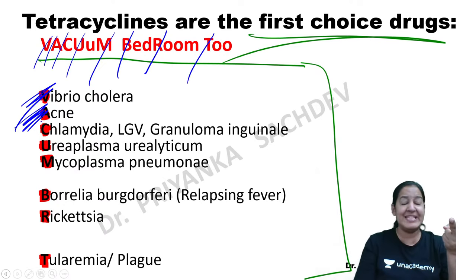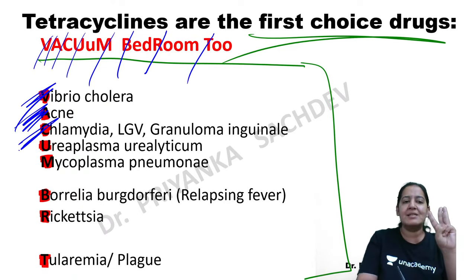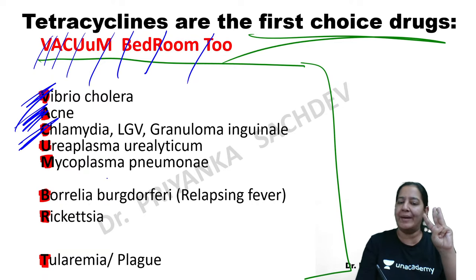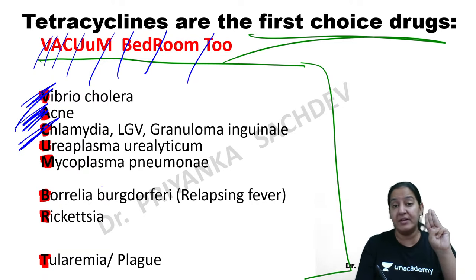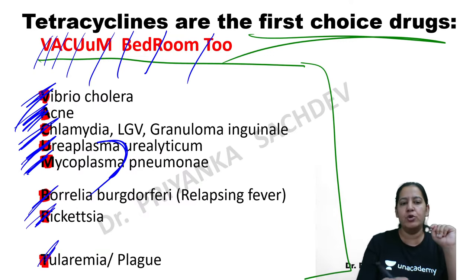It is very common in teenagers, acne happens on the face. And doxycycline will be given. Doxycycline is a drug of choice. It is one of the tetracyclines. C is chlamydia, LGV, and granuloma inguinale. That is sexually transmitted diseases, STDs. U is ureaplasma, M is mycoplasma. Both are like brothers, ureaplasma, mycoplasma. B is borrelia. R is rickettsia and T is tularemia, right?